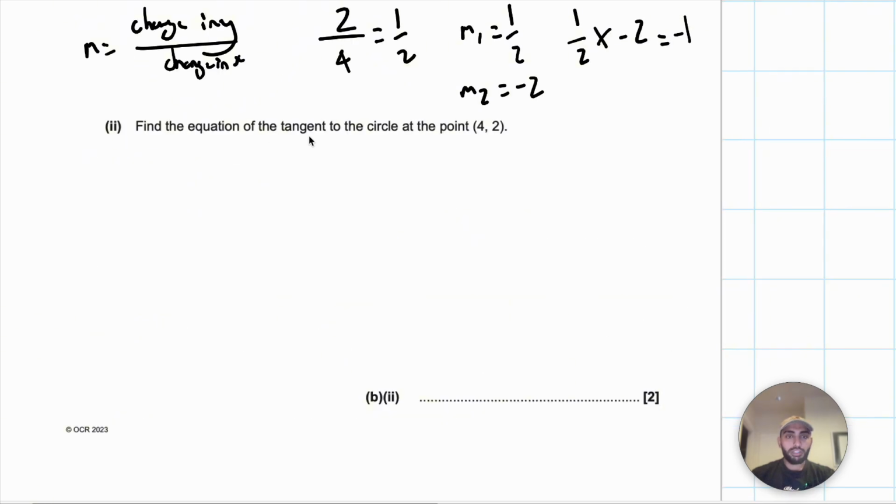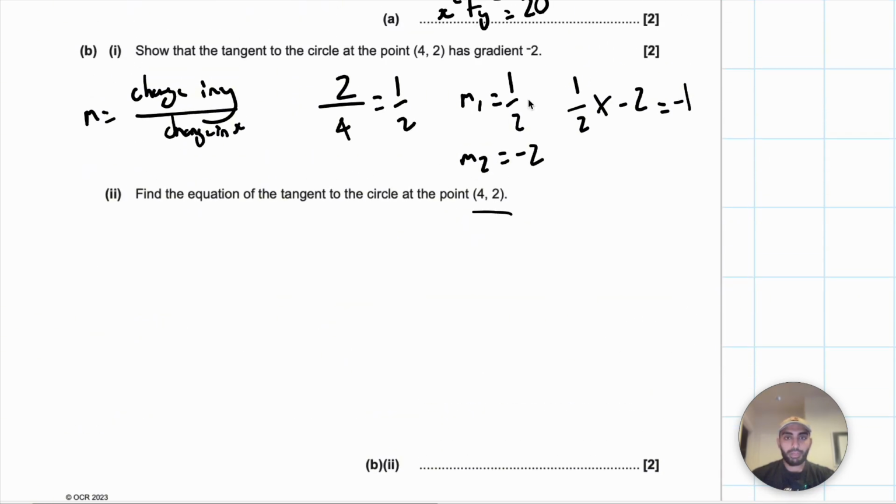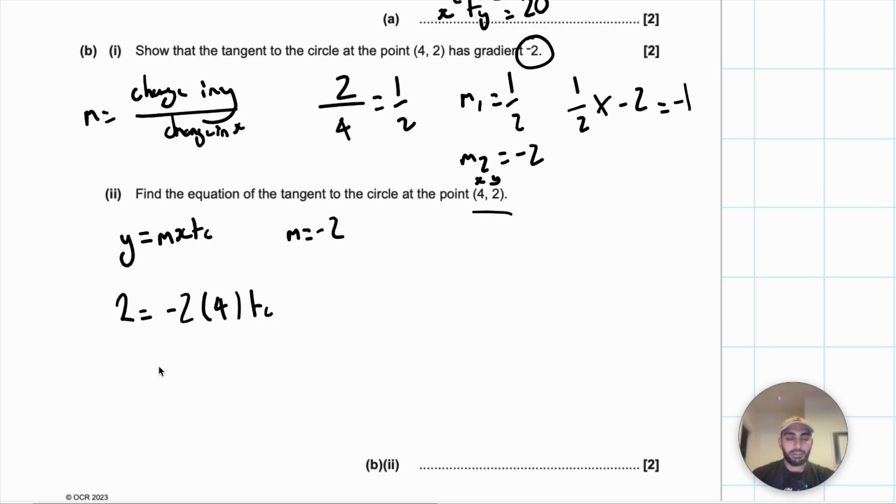Now part 2, find the equation of the tangent to the circle at point (4, 2). Now that we know the gradient and we know a point that it goes through, we can find what the equation is. The general form for an equation of a line is y equals mx plus c. And we already have x and we have y and we have m, which is negative 2. Let's substitute those in and we can find c, which is the y-intercept where it crosses the y-axis. y is equal to 2, m is equal to negative 2, x is 4, and we're trying to find c. So 2 is equal to negative 8 plus c, c is equal to 10.